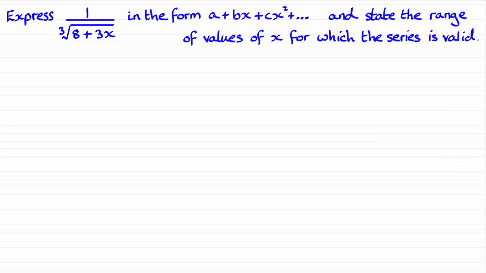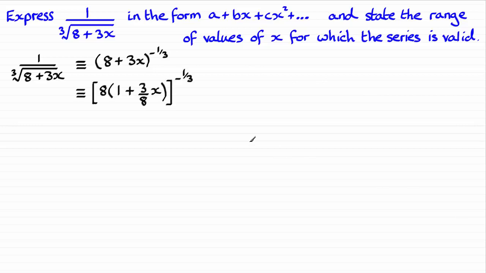Okay, welcome back then if you had a go. So the first thing we need to do is just to rewrite our expression then as 8 plus 3x all to the power minus a third. Because this doesn't have a 1 in this position, I showed you in the previous section then that we would pull out 8 in front of this bracket and divide the 3 by 8. So you're going to get something like this. And it's all to the power minus a third.